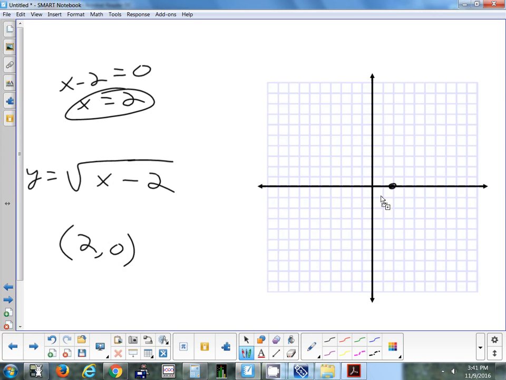Now to get the other points, just pick some values for x and plug them in. You can pick anything you want that's above 2, but I would pick 3, because what's 3 minus 2? 1. And the square root of 1? 1. That's an easy one. What about 6? What's 6 minus 2? 4. And the square root of 4? 2. Now 11 would be off the graph, but that would be a good one, because what's 11 minus 2? 9, and the square root of 9 is 3. So 11, 3. And that's how you get your points. If it's even, you only need to check in one direction. Odd, you have to check both.